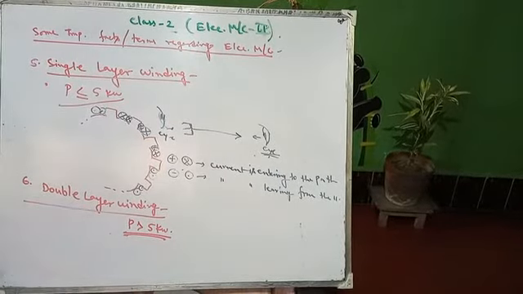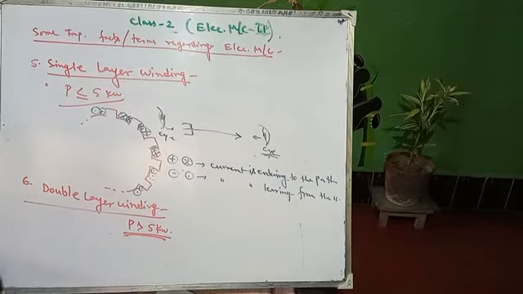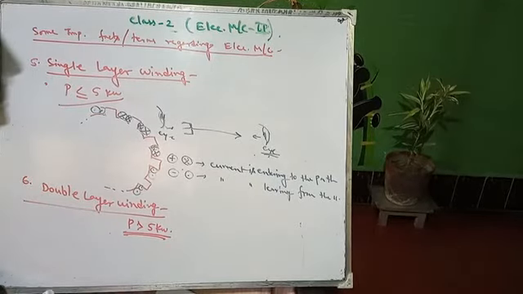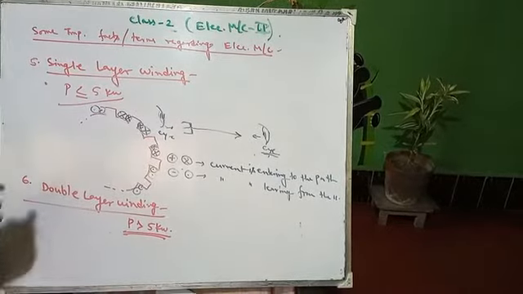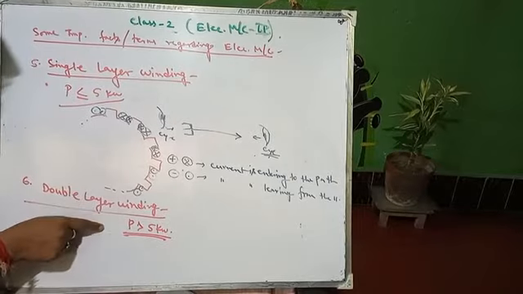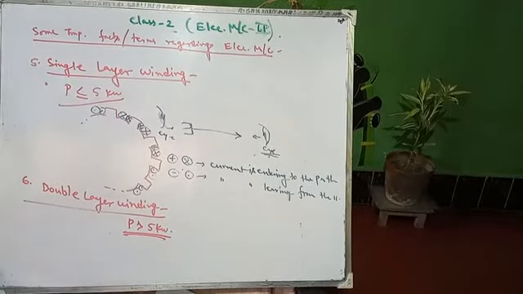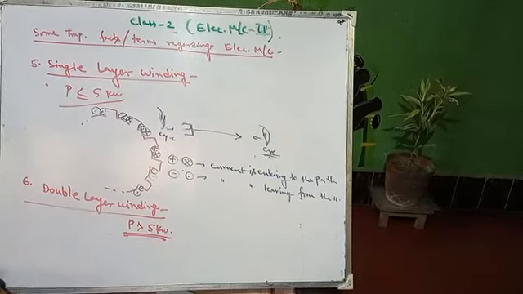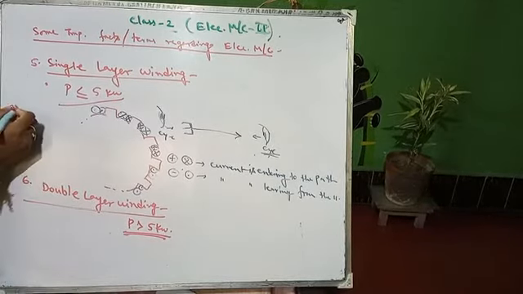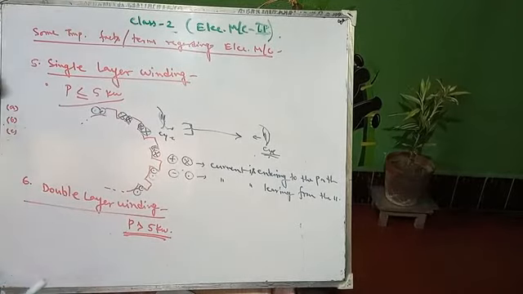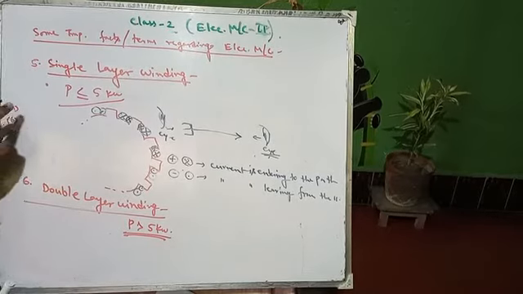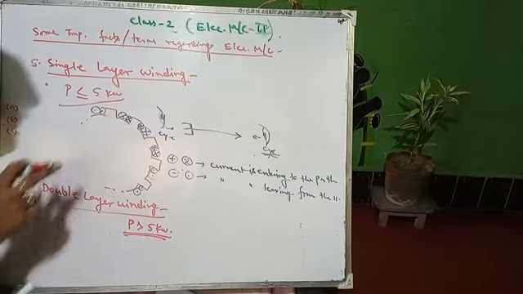Next, there is a question: what are the advantages of double layer winding over single layer winding? Let me write the answer as A, B, C. First, point A: easier to manufacture and lower cost of the coil.